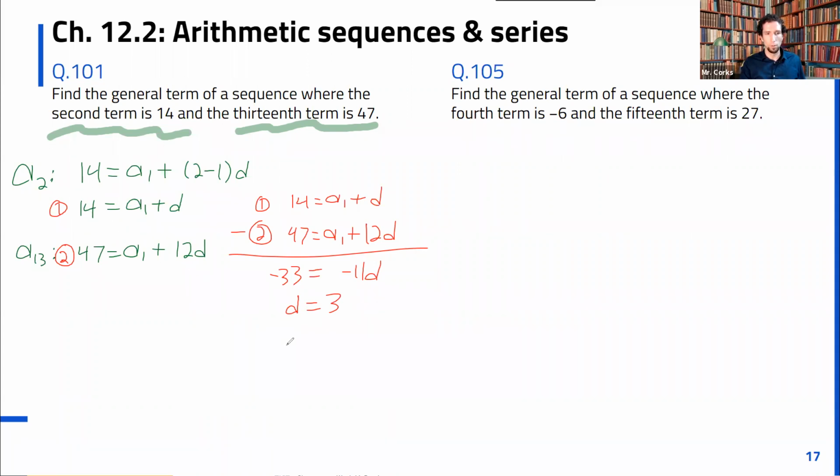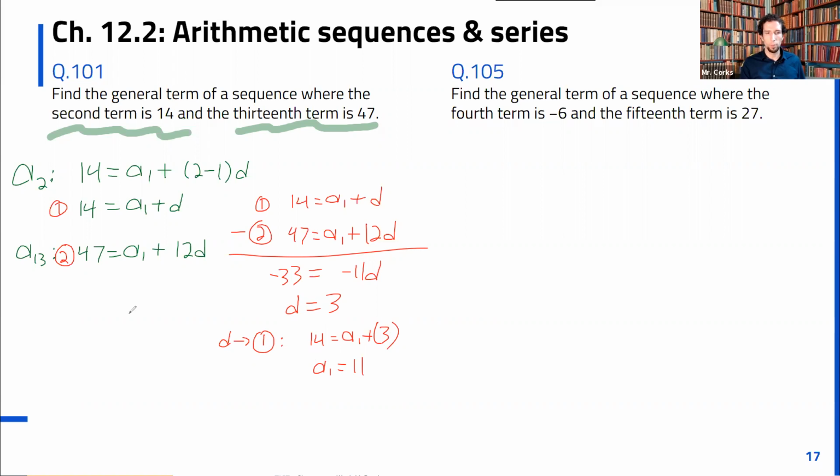Okay, so we have 2 equations and we found one of the unknowns. So we just substitute this back into either one of the originals. Equation 1 looks like it's really easy to work with. So d into equation 1 would give us 14 equals A1 plus 3. So A1 is equal to 11. All right, there's our A1, there's our d.